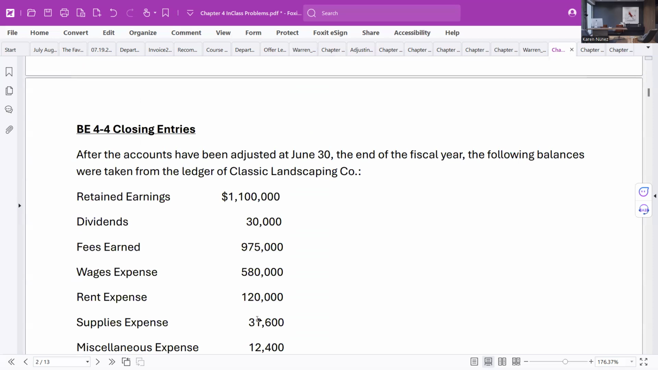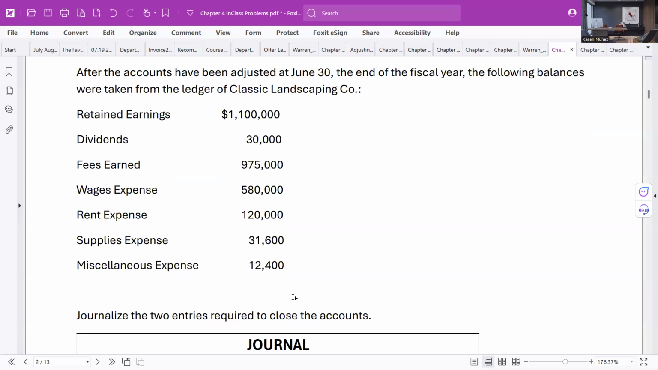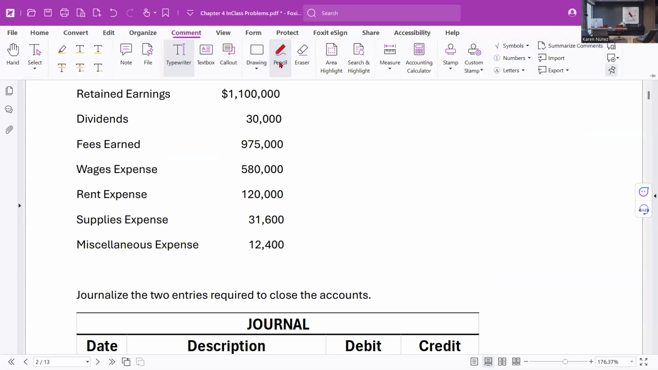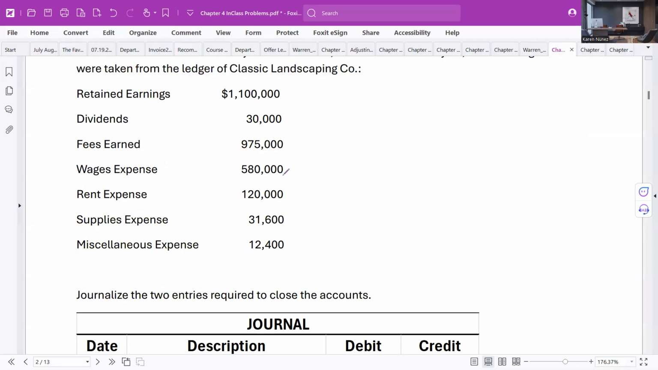Next one, closing entries. In the Chapter 4 lecture, I talked about preparing the 2 required closing entries. It's a 2-step process. We need to close out the revenue and expenses in the first step, and then in the second step, we want to close out the dividends. So let me identify the items that we need here. Fees earned is our revenue account. We've got to close that out. And then we've got 4 expenses here.